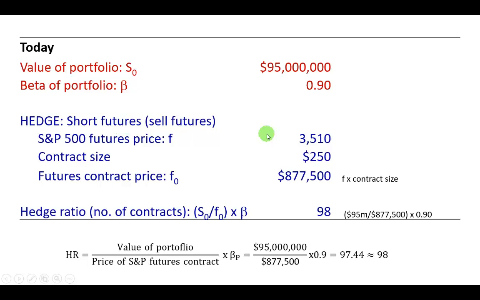So right now, the futures price of the maturity contract you're looking at is currently 35.10. And remember, contract size for S&P futures contracts is $250, and so the futures contract price would be the product of these two numbers, which comes out to be 877,500. Now you construct your hedge ratio S over F adjusted by beta, it comes out to 98, and you can see the calculation right here. Remember, your hedge ratio has to be a rounded whole number, right? Contracts sell in whole numbers.